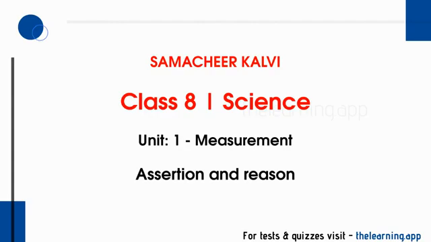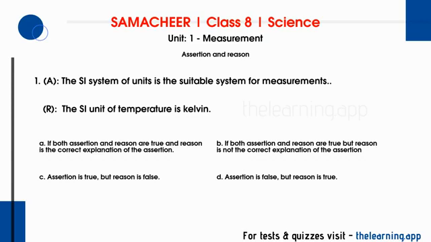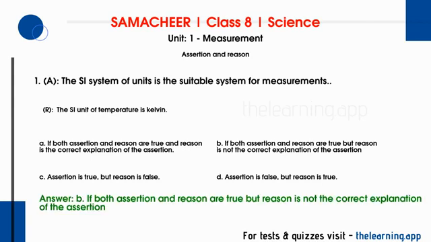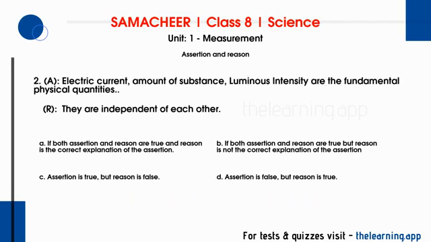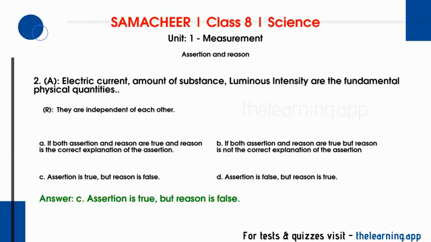Assertion and reason. Assertion. The SI system of units is the suitable system for measurements. Reason. The SI unit of temperature is Kelvin. Correct answer is B. If both assertion and reason are true but reason is not the correct explanation of the assertion. Assertion. Electric current, amount of substance, luminous intensity are the fundamental physical quantities. Reason. They are independent of each other. Correct answer is C. Assertion is true, but reason is false.